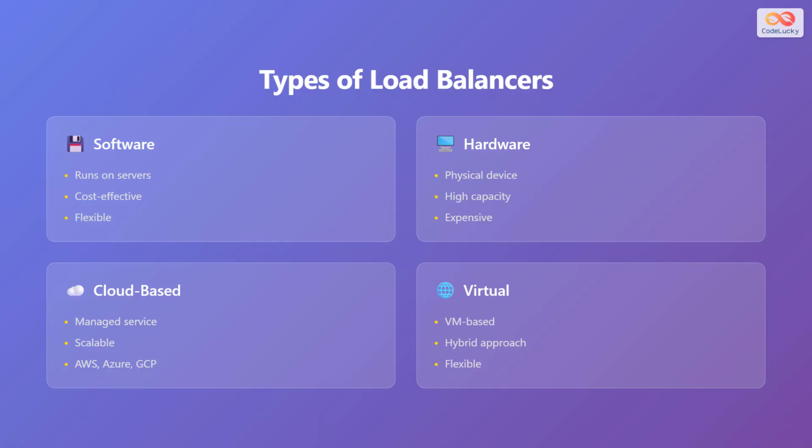Software load balancers run on regular servers and are cost-effective and flexible, making them ideal for many applications. Hardware load balancers are physical devices designed specifically for load balancing, offering high capacity but at a higher cost. Cloud-based load balancers are managed services provided by cloud platforms like Amazon Web Services, Microsoft Azure, and Google Cloud, offering automatic scaling and minimal maintenance. Virtual load balancers combine both hardware and software approaches, running specialized software on physical infrastructure. The choice depends on your budget, performance requirements, and infrastructure setup.